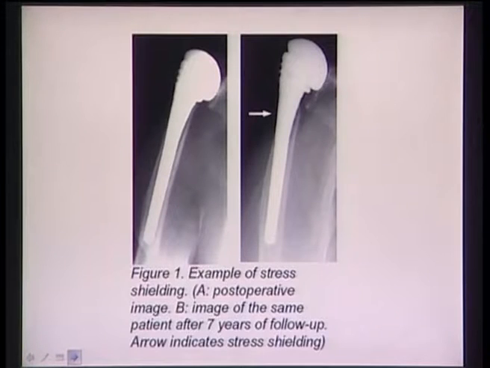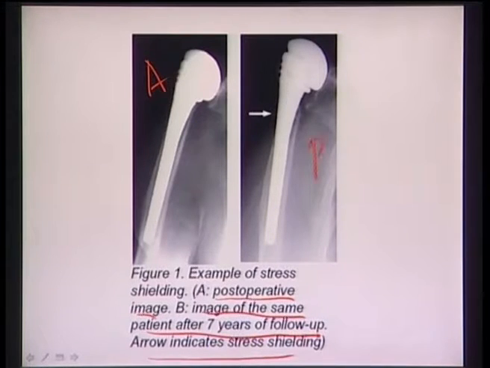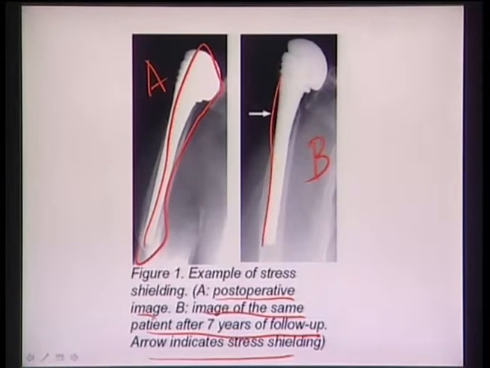Now, these are examples of stress shielding. A is the post operative image, and B is the image of the same patient after 7 years of follow up. Now, what you see is that this is the implant material, and it remains the same, but you can see that it is now firmly adhered to the neighboring tissue or neighboring bone, but here it has somewhat detached or loosened because of these aseptic loosening factors that I just mentioned.